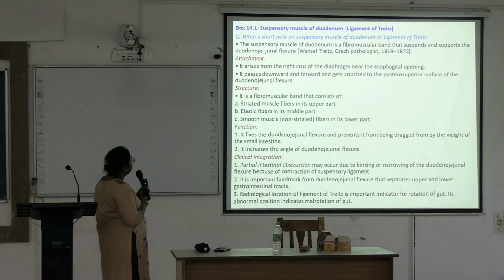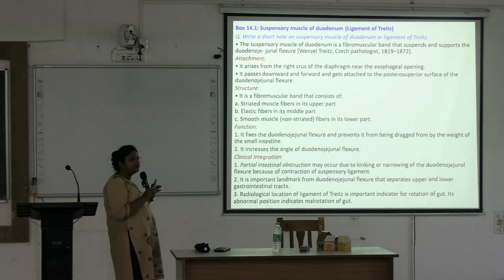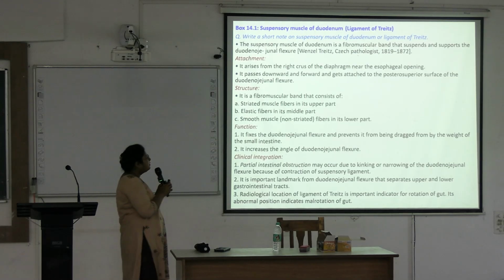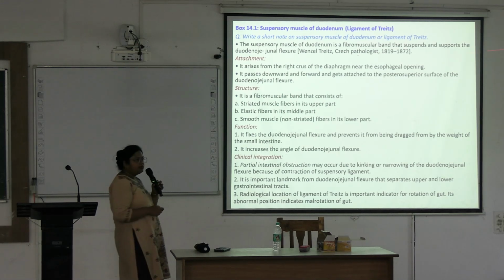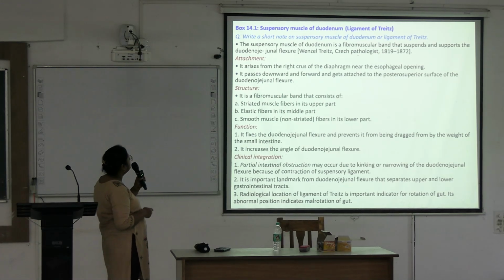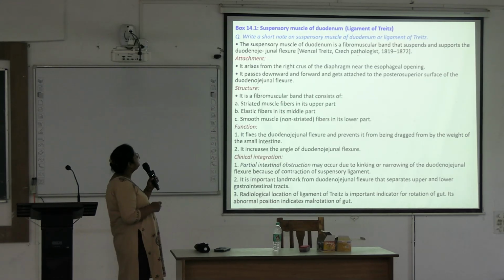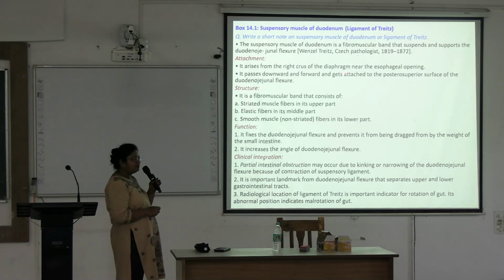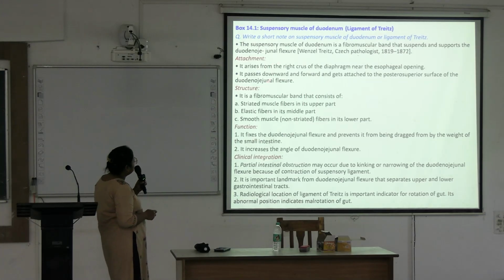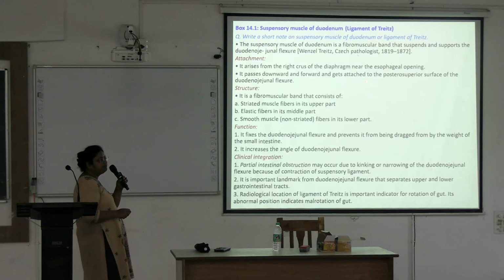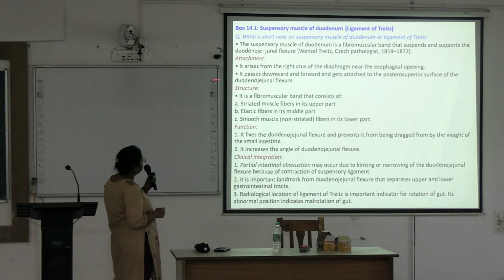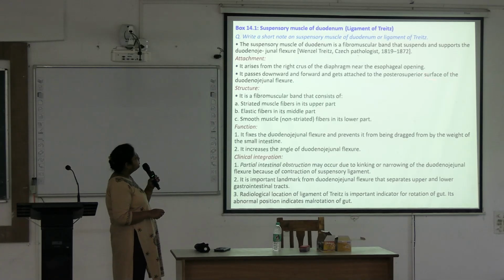Next, another important ligament of the duodenum, the suspensory muscle of the duodenum, or ligament of Treitz. This is also asked in your viva. The suspensory muscle of the duodenum is a fibromuscular band that suspends and supports the duodenojejunal flexure. What is the attachment? It arises from the right crus of the diaphragm near the esophageal opening, passes downward and forward, and gets attached to the posterior superior surface of the duodenojejunal flexure.